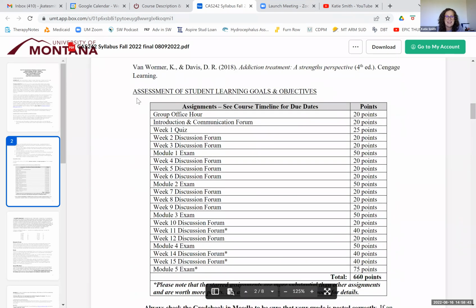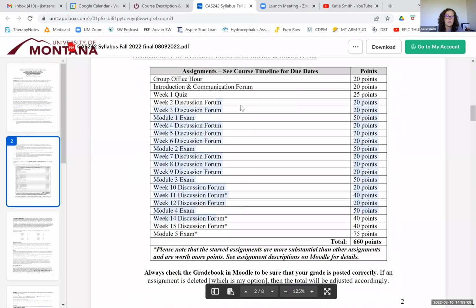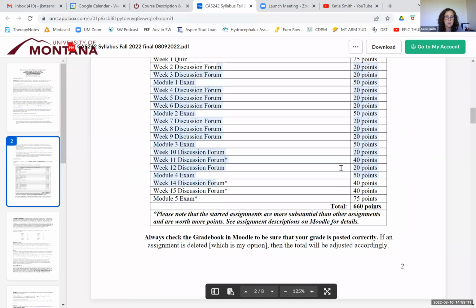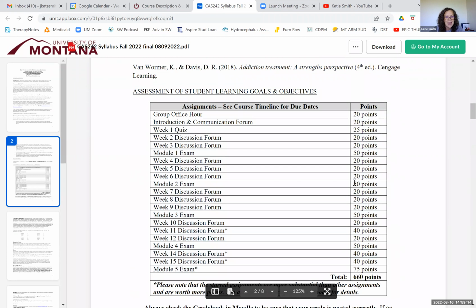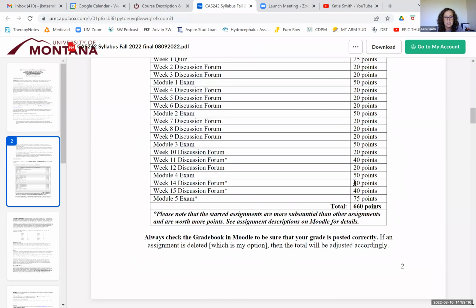So here's our assessment of student learning goals. That's a fancy way of saying, how am I going to get graded in this class? Because our assignments are built on what do I want you to learn in this class? What do you want to take away? And are you engaging in that? So this is, in order, all of the assignments for the class. There's a group office hour, an introduction and communication forum, a quiz week 1. There are discussion forums and exams throughout the rest of the semester. And I will talk about each one of those individually as we get going throughout the semester.